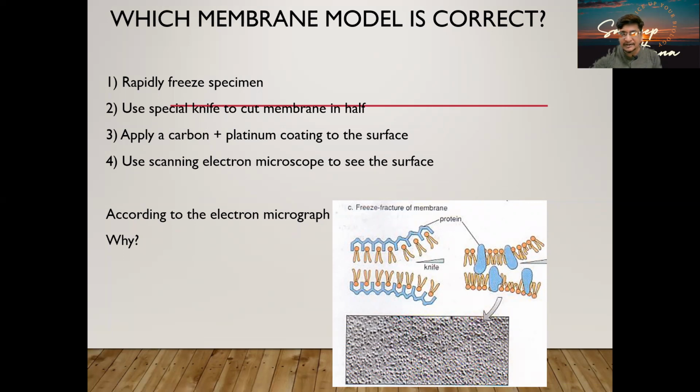the freeze fracture technique. On that basis, Singer and Nicolson came to the conclusion that it is a lipid bilayer, and they used two terms: fluid, which they used for the lipid part, which has mobility, and mosaic for the protein part, which is embedded in the structure.